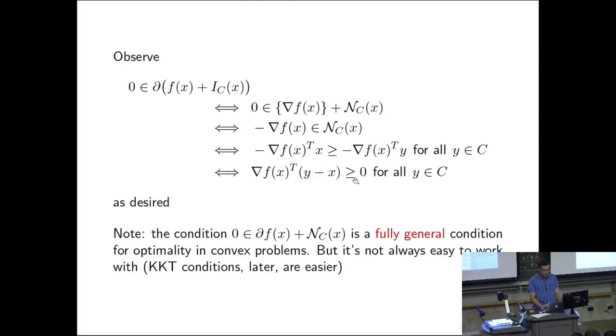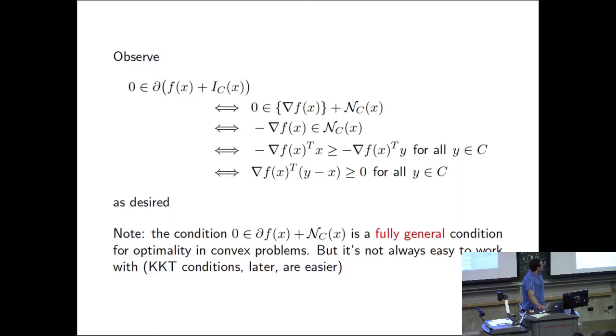And simply rearranging, moving the term minus grad f transpose y to the left-hand side, we get this first order optimality condition: grad f of x transpose (y minus x) must be bigger than or equal to 0 for all y in the set. So we've recovered this intuitive first order optimality condition.